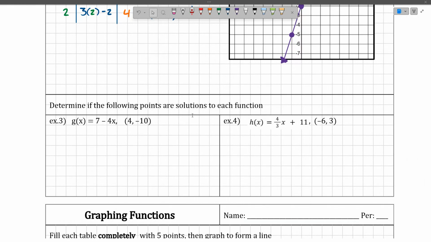Okay, so taking a little bit of a respite from graphing functions, we're going to actually see if we can test functions. So in this situation, we are given the function g of x. G of x equals this. And we're given this ordered pair.